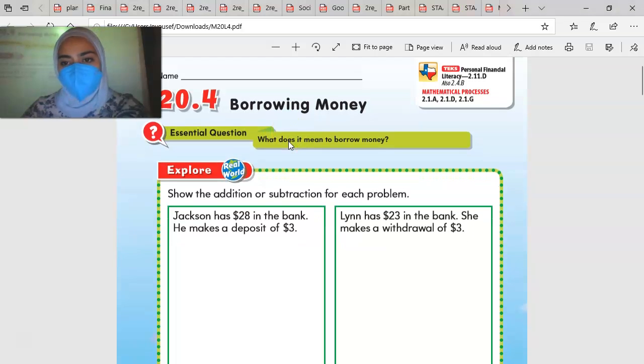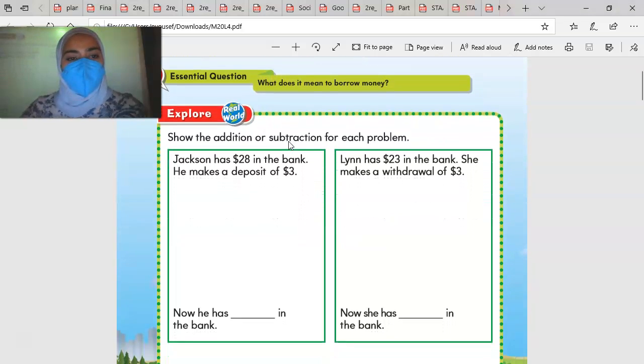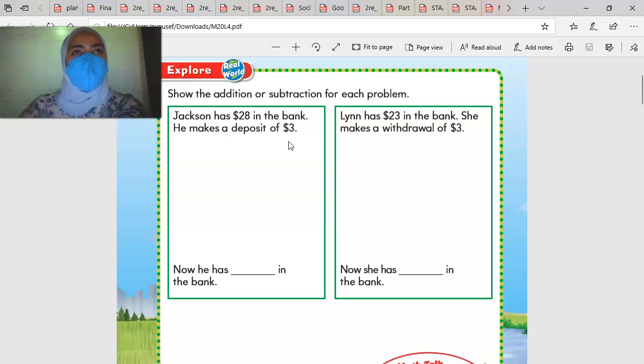If I went to my brother and I said, hey brother, I really want to buy these shoes. They're so cute. I love them so much. They cost $20. I only have 15. Can I borrow 5? What does that mean? Who can tell me what that means? What does that mean, Rena?